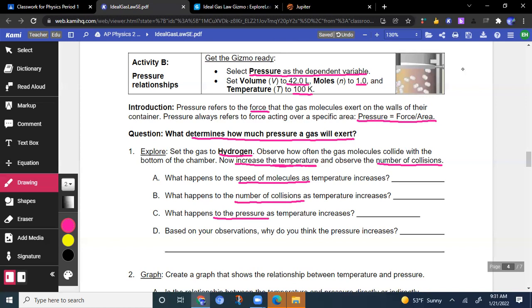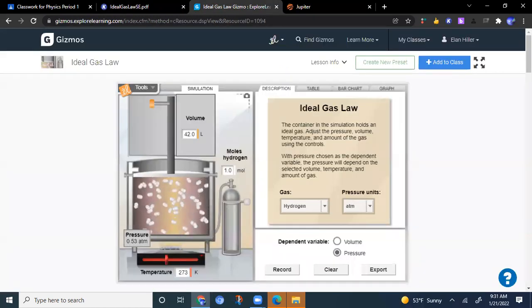Let's do this together. The temperature was set to 100 Kelvin. What's the pressure, everybody? 0.2 atmospheres. If I raise the temperature, what's going on in the pressure? It increases, doesn't it? What happens to the speed of the molecules? They increase too.